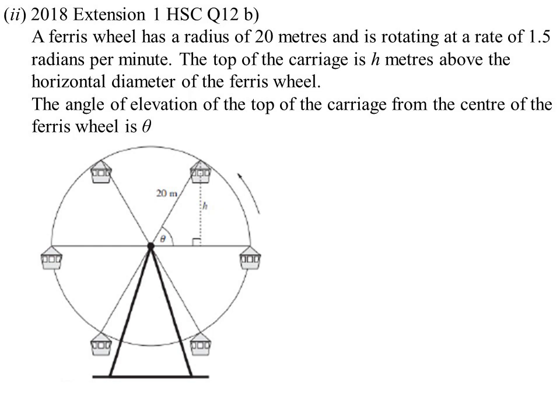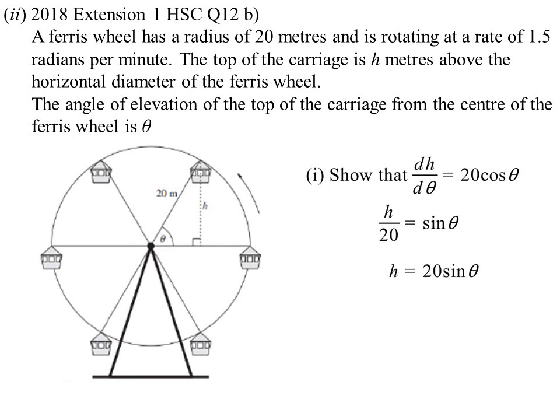We had this Ferris wheel. It's got a radius of 20, rotating at a rate of 1.5 radians per minute. The top of the carriage is 8 metres above the diameter, and they've given us angle of elevation is theta. Okay. First of all, to help us out, they said, look, work out this. What is dh/dtheta? So we need to come up with an expression that links h and theta together. We've got a nice right angle triangle there. So h over 20 is sine theta. h is 20 sine theta. dh/dtheta is 20 cos theta.